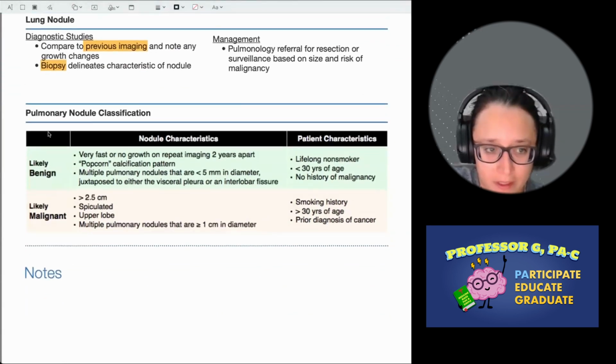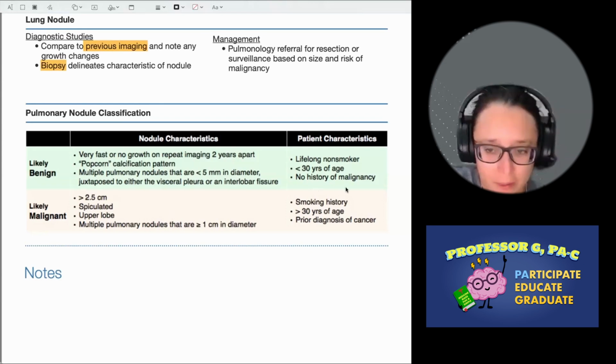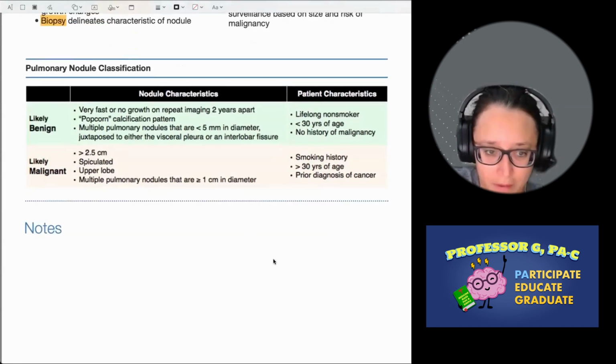These are just some of the things that help you think whether it's more likely benign or more likely malignant. I had a chart on that in my lecture as well, talking about whether or not the patient's a smoker, how big is the lesion, is it spiculated or not, where is it located, that kind of stuff.